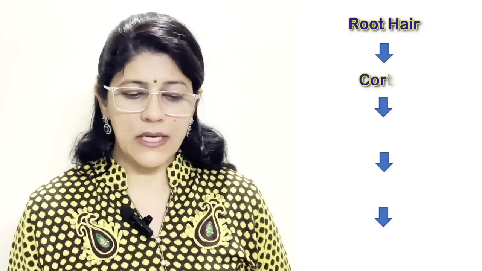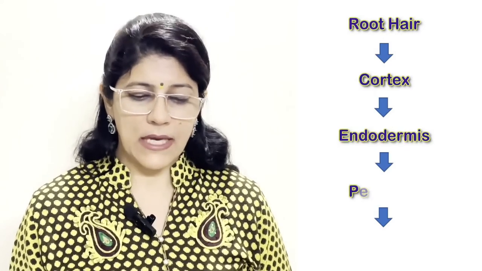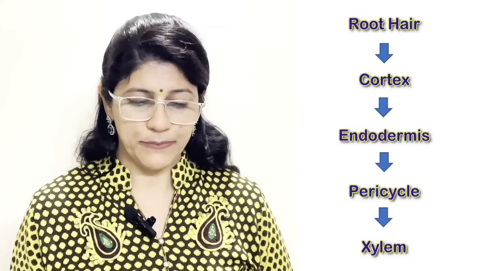Endodermis, root hair, pericycle, xylem and cortex, and the underlined word here is root hair. So starting with root hair, cortex, endodermis, pericycle and then xylem.